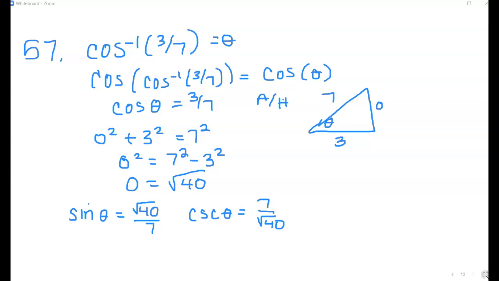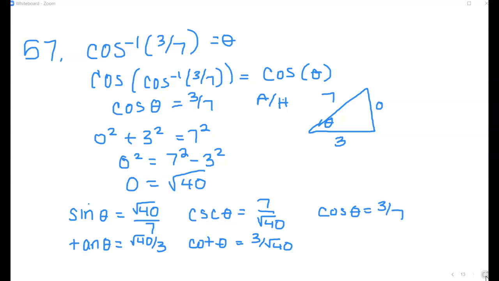Cosecant would be 7 over square root of 40. Tangent is equal to opposite over adjacent. So it'd be square root of 40 over 3. Cotangent would be 3 over root 40. You were given cosine to start. And then secant would be its reciprocal.